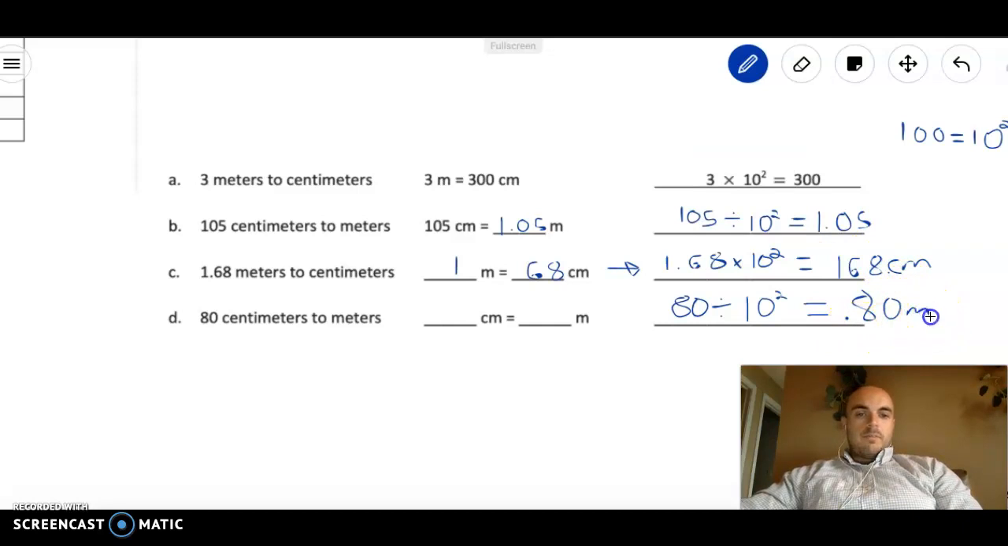Or in this case, you could say 0.80 meters if you wanted to keep that 0. They're the same thing. So with this one, they're really asking how many centimeters to meters, just 80 to 0.8. This showing your work part, though, is the most important, of course.